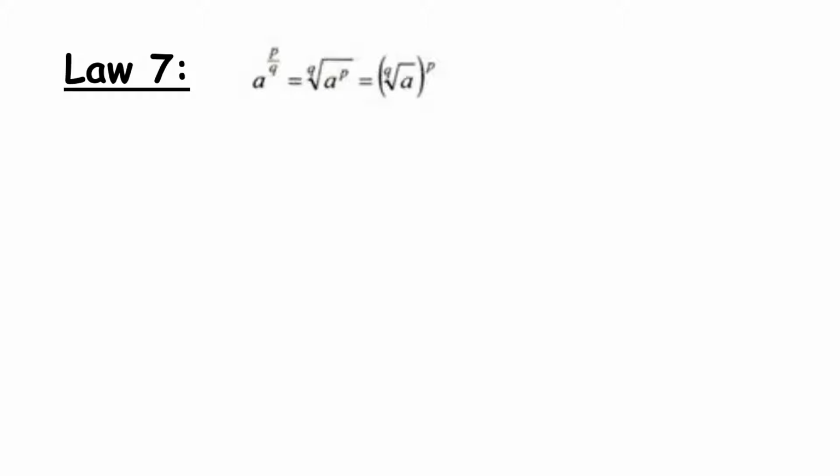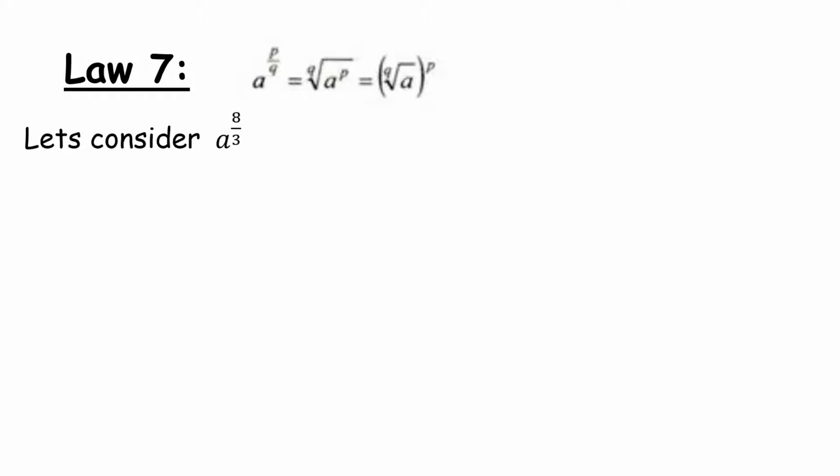So now let's take a look at Law 7. Law 7 states a to the power of p over q is equal to the qth root of a to the power of p, or it can be written as the qth root of a all to the power of p. So in this case, the order in which you do the power and the root won't make any difference, and that is because both of them are part of indices, so it doesn't matter which one is worked first. So Law 7 extends Law 6, which was 1 over q. So when we talked about the power in Law 6, the numerator was 1. We're now expanding to have a numerator that is not 1.